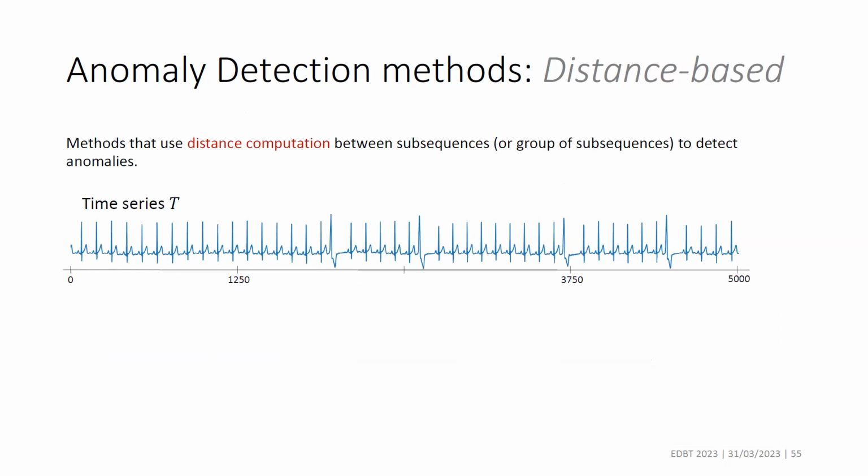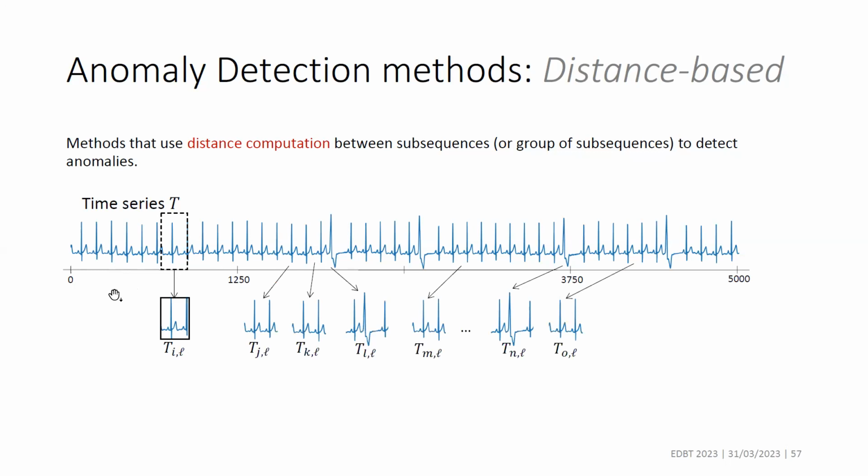So let's start with the distance-based approach. As I said, distance-based, it's in the name, you compute distances between subsequences. The objective is, for one given subsequence of the time series, based on other subsequences, to compute a distance value and use it as an anomaly score. For instance, you compute the distance to the nearest neighbor, and the subsequence with a high nearest neighbor distance could be considered an anomaly.